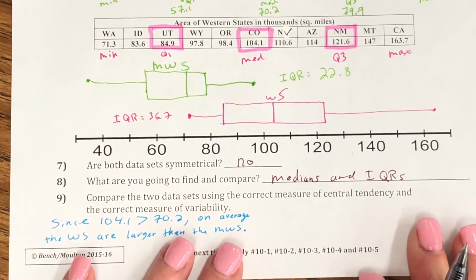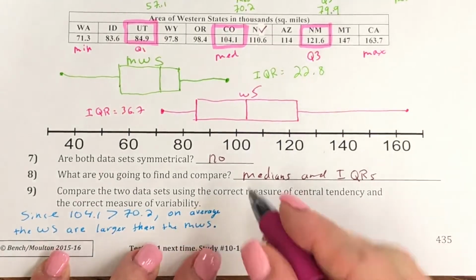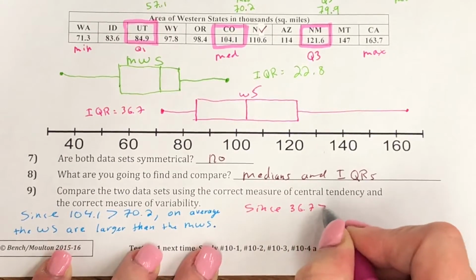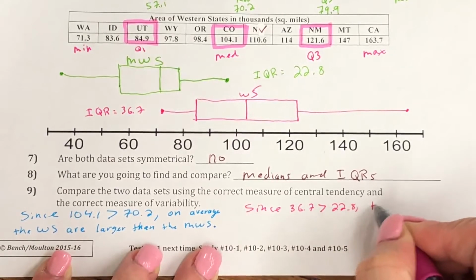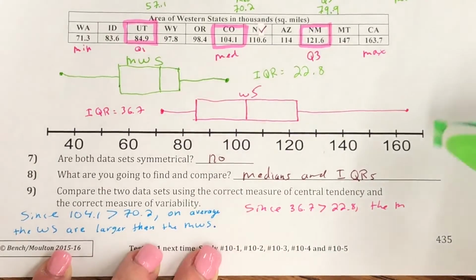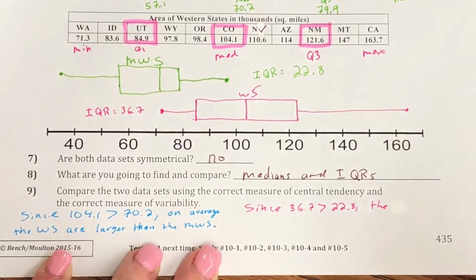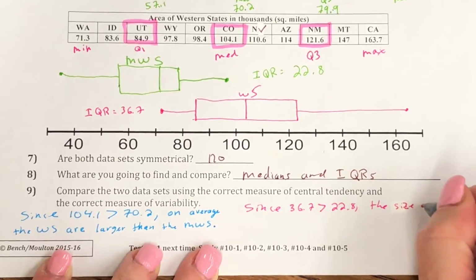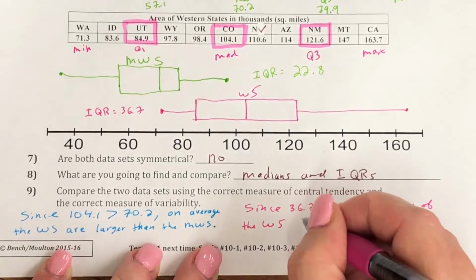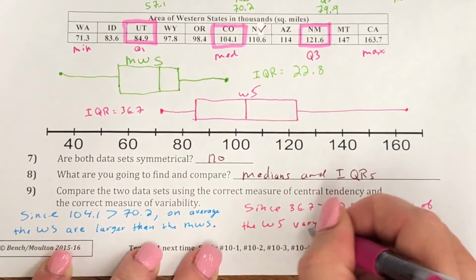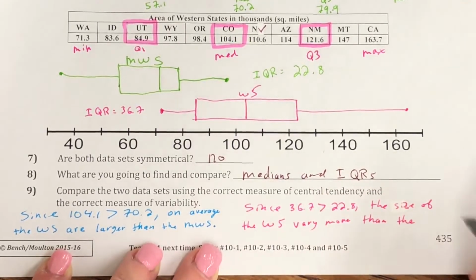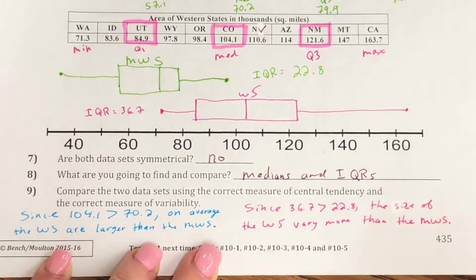Okay, now the IQR is talking about how spread out everything is. So since 36.7 is greater than 22.8, the size of the western states varies more than the Midwestern states.